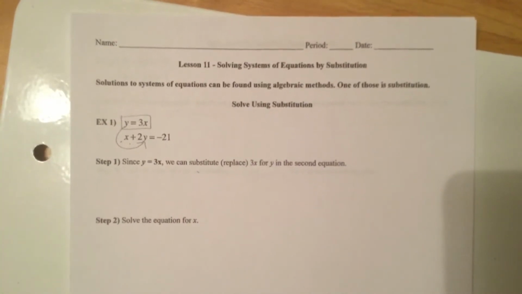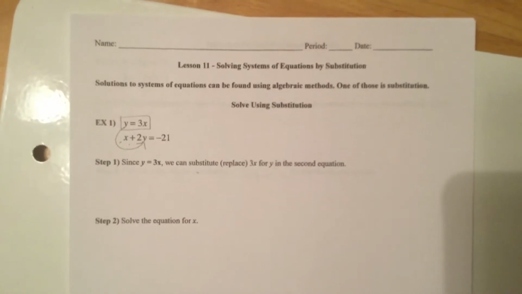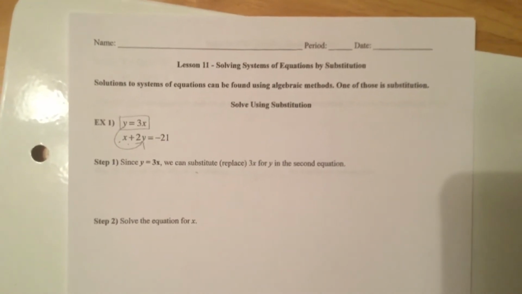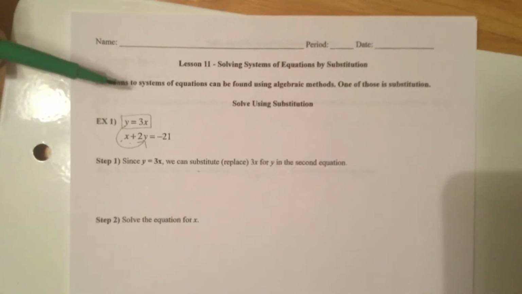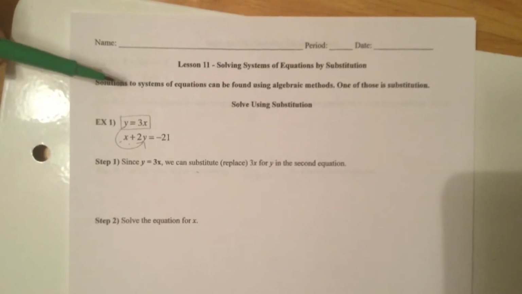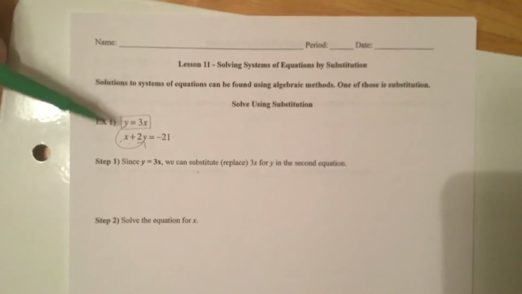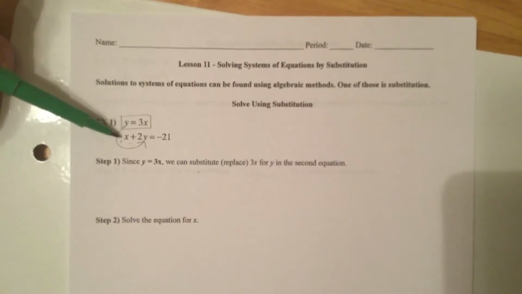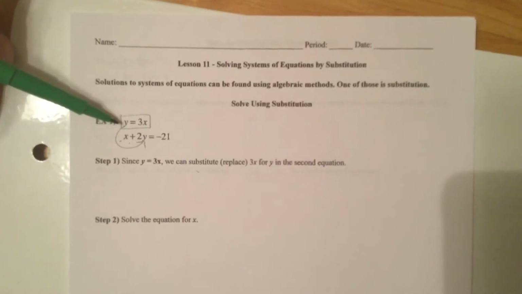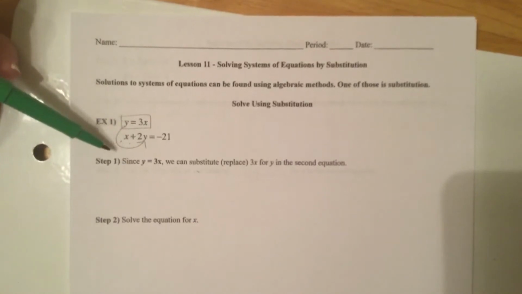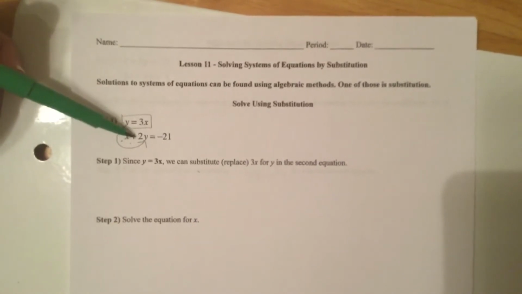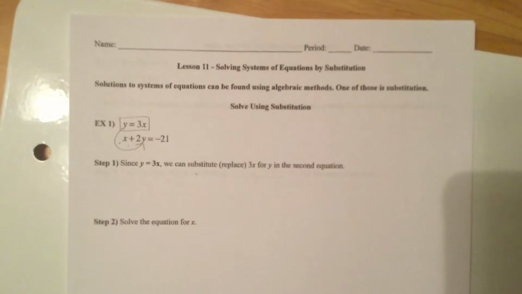Okay, when you're solving systems of equations using substitution, solutions to systems of equations can be found using algebraic methods. One of those is substitution. So we're going to solve this system of equations using substitution: y equals 3x, and the equation x plus 2y equals negative 21.